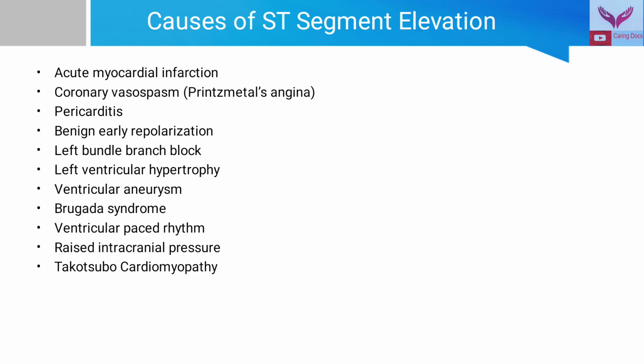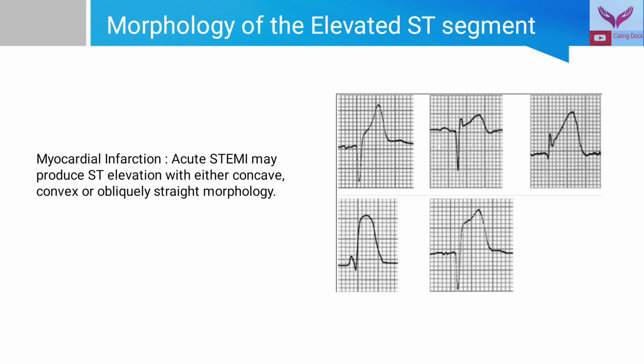The causes of ST segment elevation are acute myocardial infarction, coronary vasospasm, that is Prinzmetal angina, pericarditis, benign early repolarization, left bundle branch block, left ventricular hypertrophy, ventricular aneurysm, Brugada syndrome, ventricular paced rhythm, raised intracranial pressure, and Takotsubo cardiomyopathy.